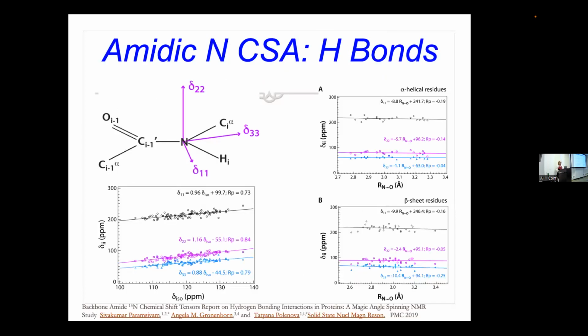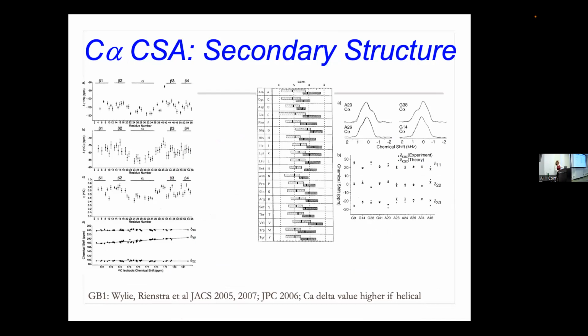So all this complexity that we're about to address, this is a similar kind of story for the nitrogen shielding tensor for amides in a protein. This is for the C alpha, asking questions about secondary structure of that carbon. So is it in a sheet or a helix or whatever? So that's a lot of information.